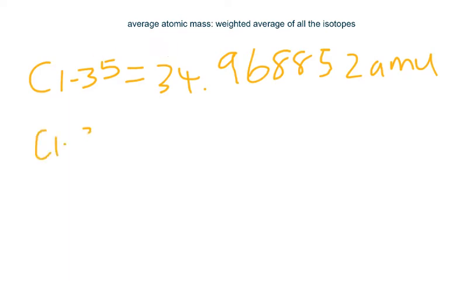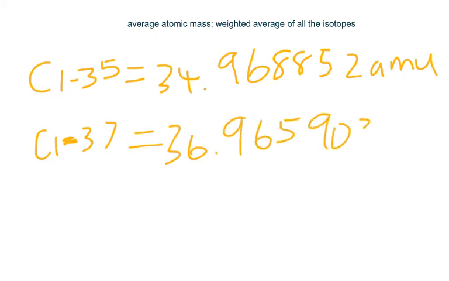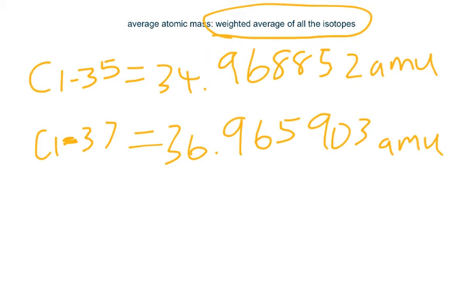And chlorine 37 will be equal to, let's see, 36.965903 atomic mass units. So how do we find the average atomic mass? So remember how I told you that the average atomic mass is based on the weighted averages of all the isotopes? Well, a weighted average is different from a typical average, and I'll show you why very soon.